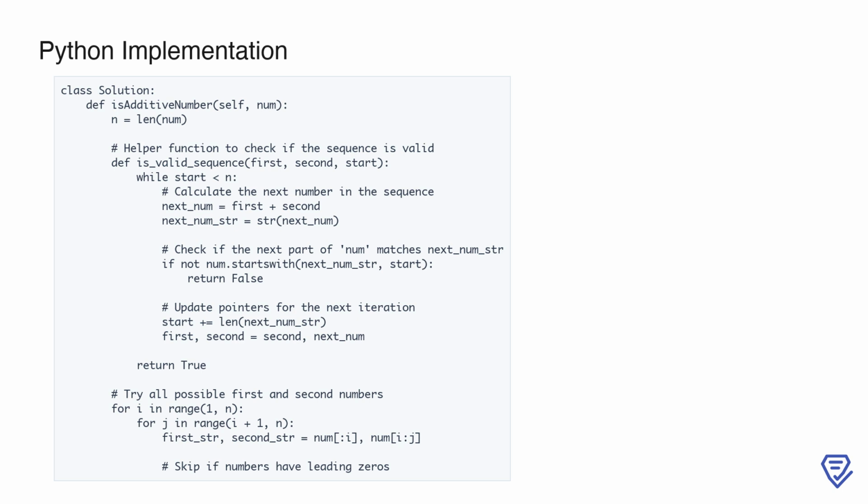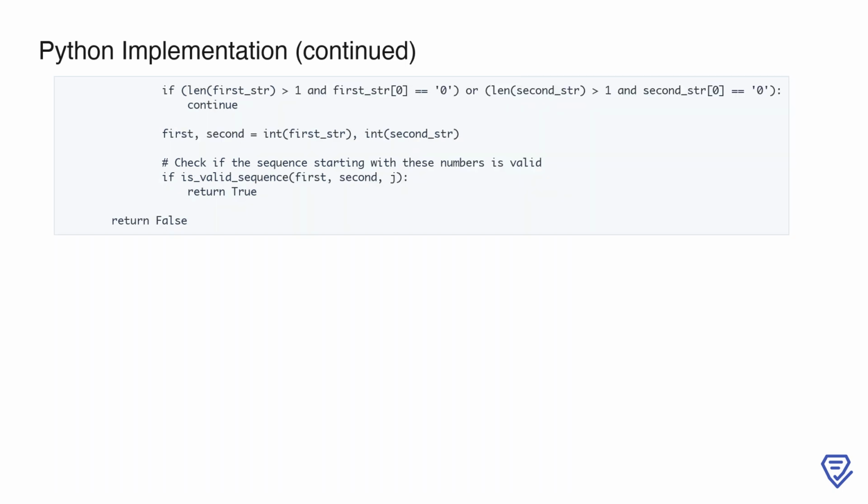Below this, we use nested loops to try all possible pairs of first and second numbers by splitting the string at different indices. For each pair, we extract the substrings representing these numbers. We first check if either of the two substrings has leading zeros, as numbers with leading zeros are invalid.